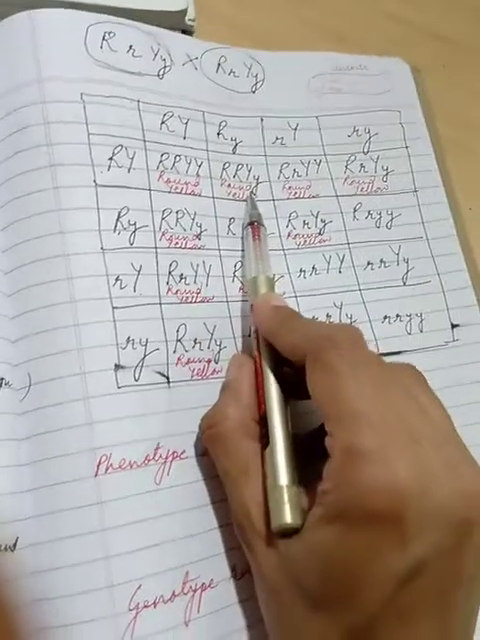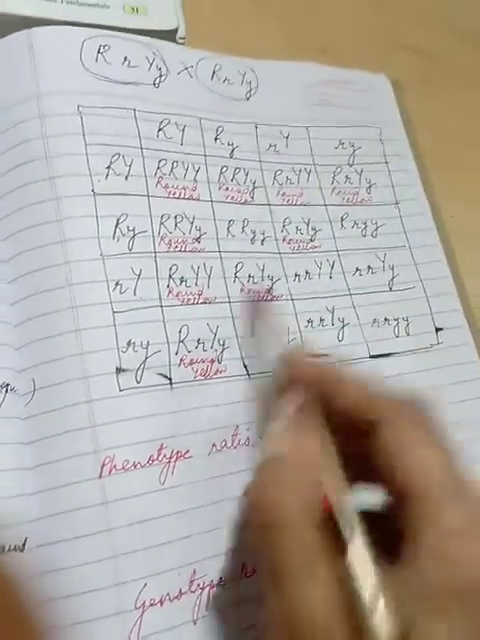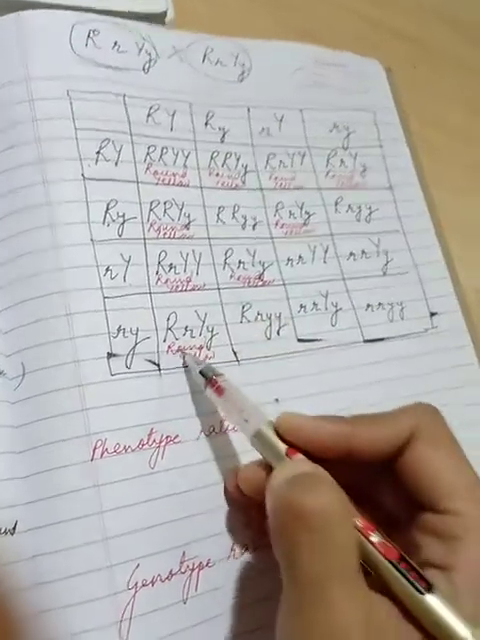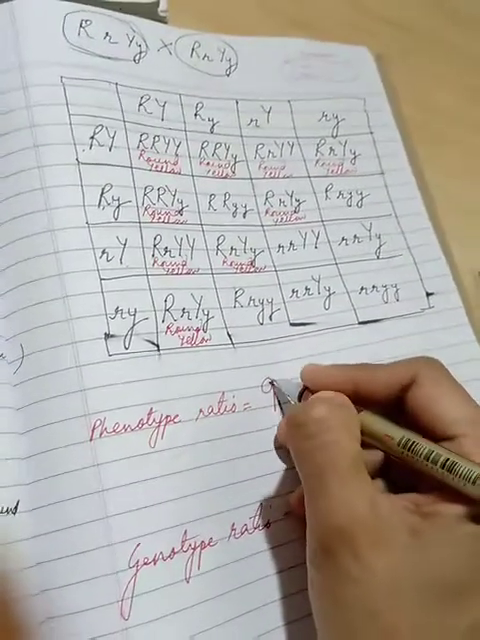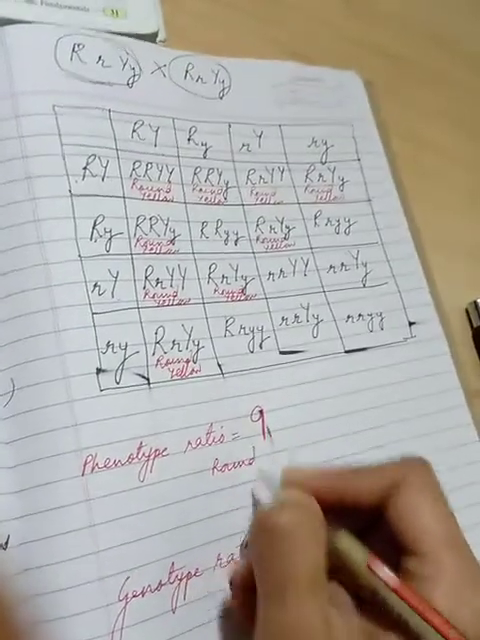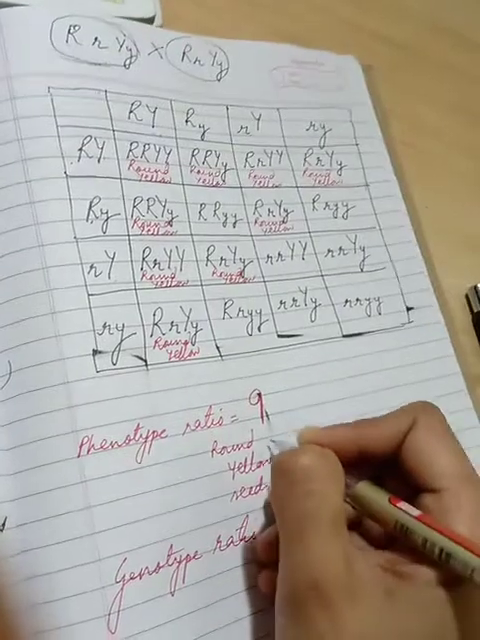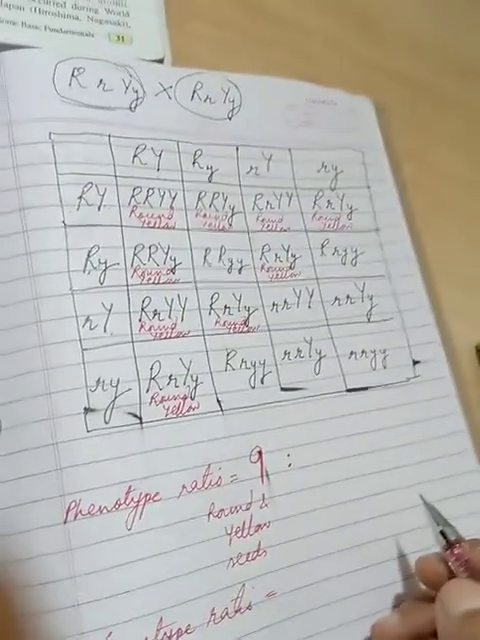See how many we have done. 1, 2, 3, 4, 5, 6, 7, 8, 9. So the first ratio is 9. What is 9? Round and yellow seeds. Alright. Coming to the next category.